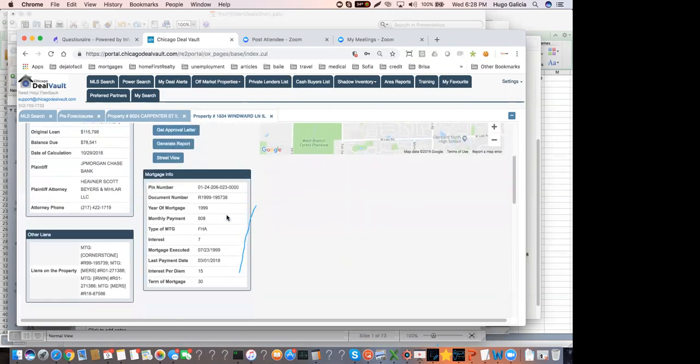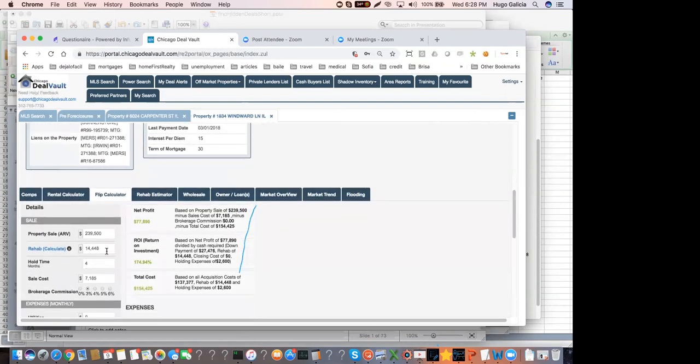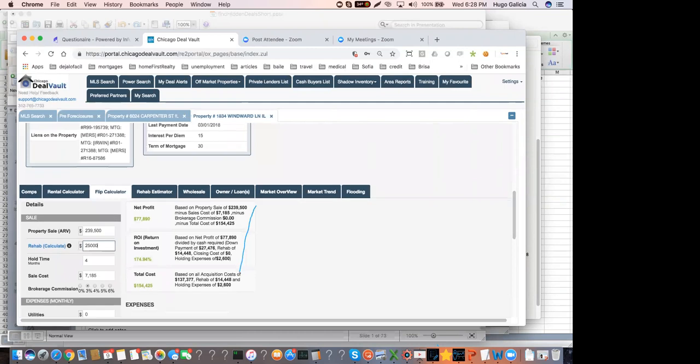So I'm going to make this $25,000, okay? Because we always like to add a 10% percentage for unexpected items that arise. So the $20,000 plus 10% is $22,000. We usually like to do at least 22, but for example purposes, we're going to assume a safe rehab amount of $25,000 on this property, okay?